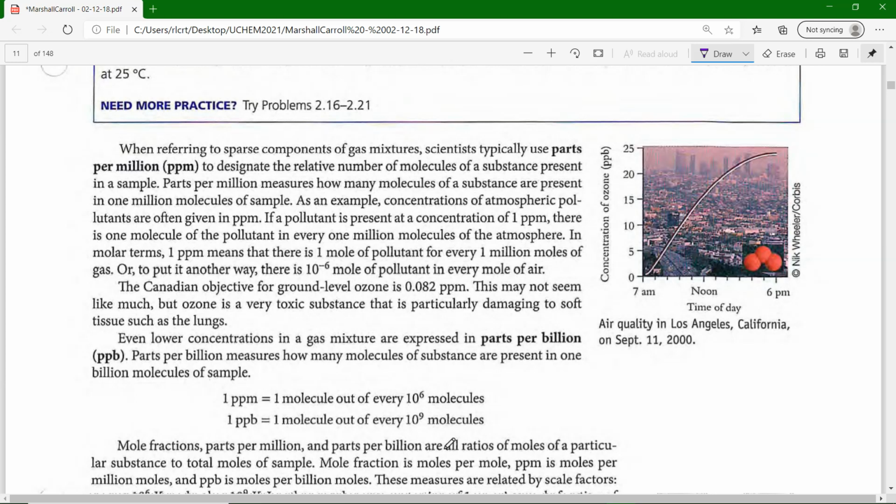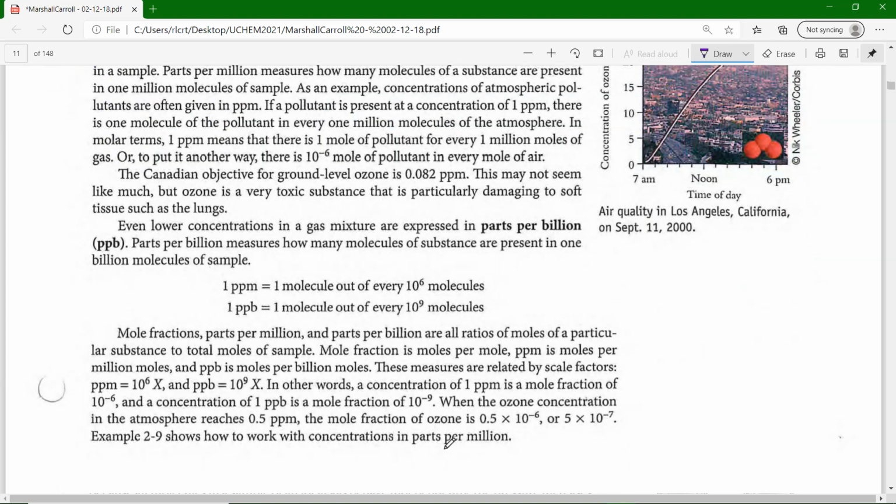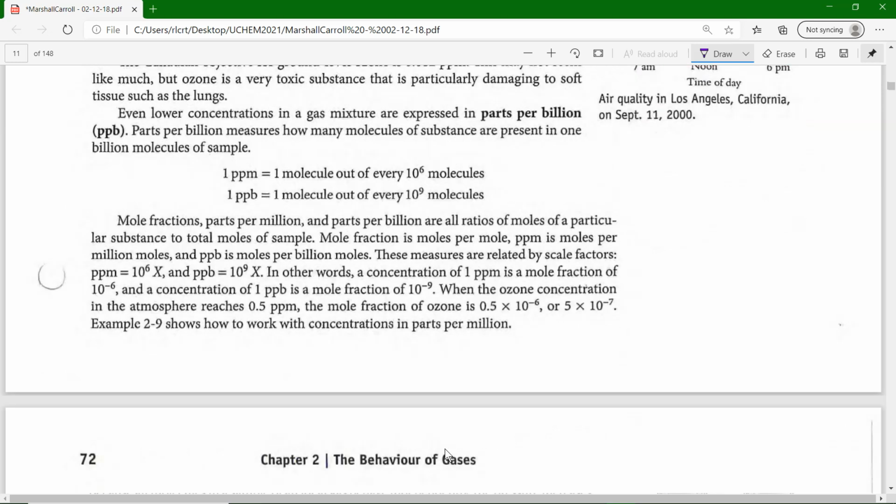Mole fractions are all ratios of moles of a particular substance to total moles, same as with parts per million and parts per billion. So mole fraction is moles per mole, parts per million is moles per million of moles, parts per billion is moles per billion of moles, right? We said molecules, but you can multiply by Avogadro's number, so you could just as easily talk about moles. And you can say a concentration of 1 part per million is a mole fraction of 10 to the minus 6. A concentration of 1 part per billion is a mole fraction of 10 to the minus 9, right? Because it's 1 out of a billion.